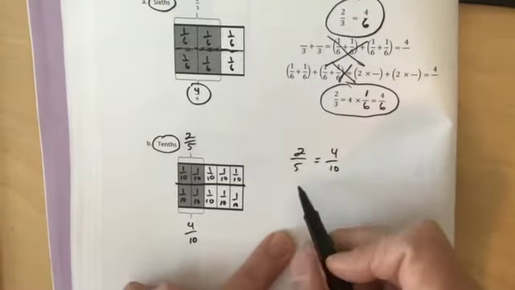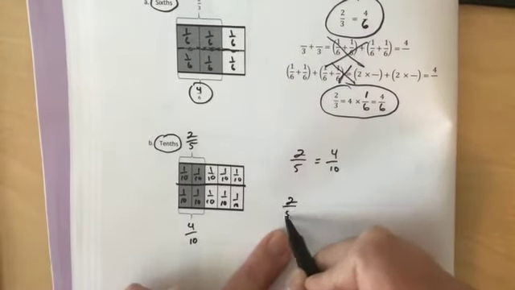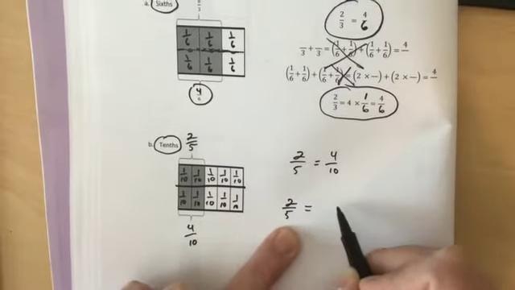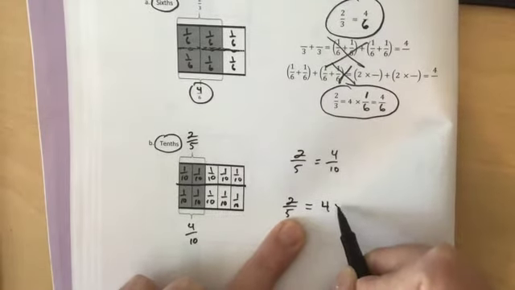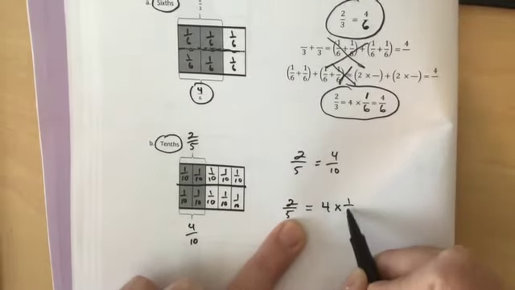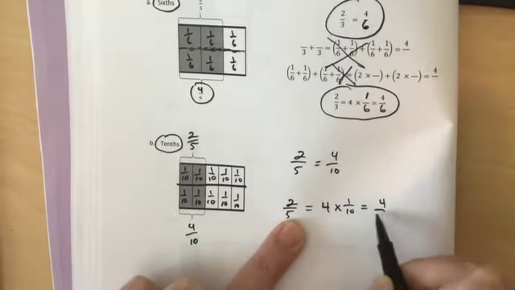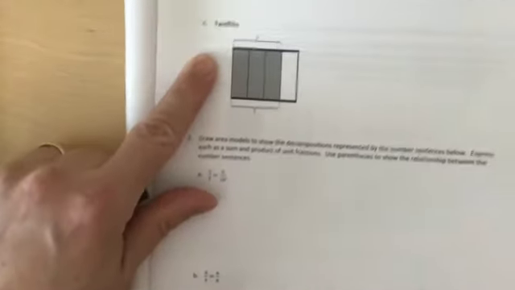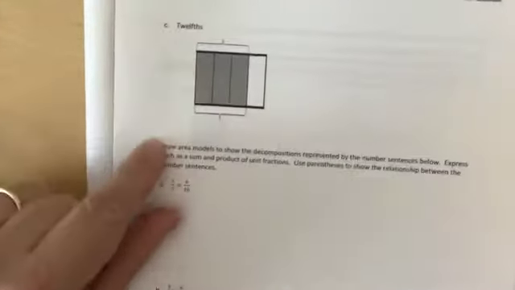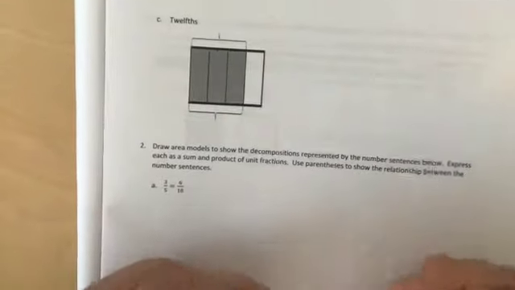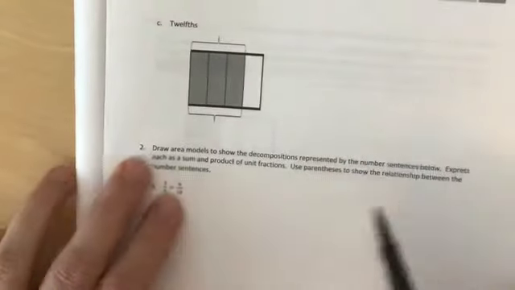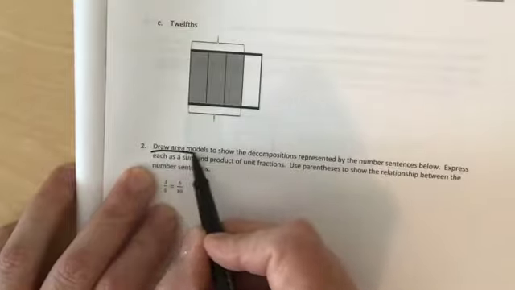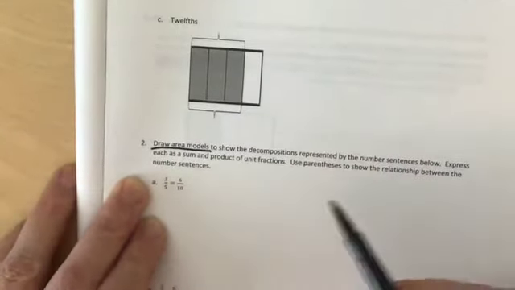And then we'll do our multiplication sentence. 2 fifths equals 4 times 1/10, which equals 4 tenths. Okay, moving on. I'm going to skip this one and let you work on that on your own. The next section has us doing basically the same thing. We have to draw our own area model now to show the equivalence using the decomposition.